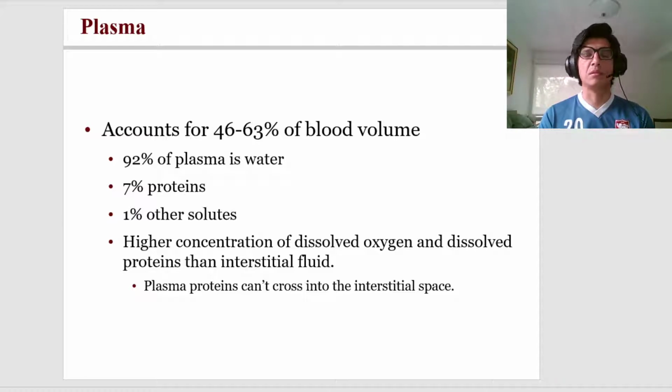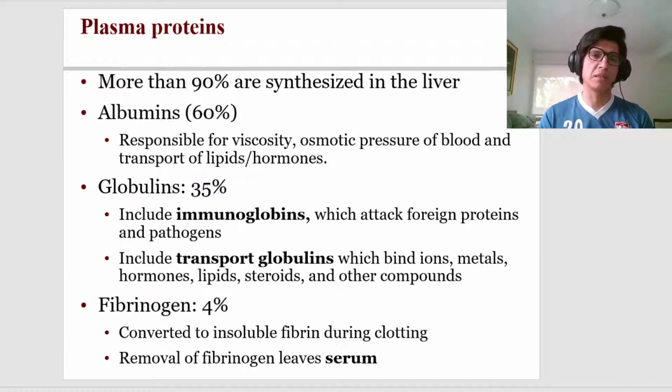This creates a gradient between the red blood cells and the interstitial space, so that there can be exchange of gases, oxygen in one direction, CO2 in another direction.